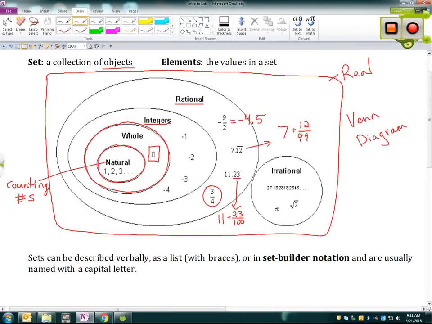Okay, so we're only dealing with real numbers. And then the other bubble over here to the right is irrational. If we defined rational as numbers that can be written as a fraction of integers, irrational is just numbers that cannot be written as a fraction of integers.